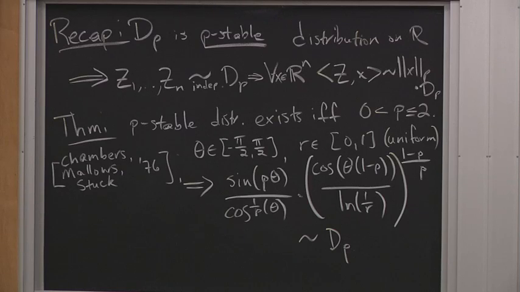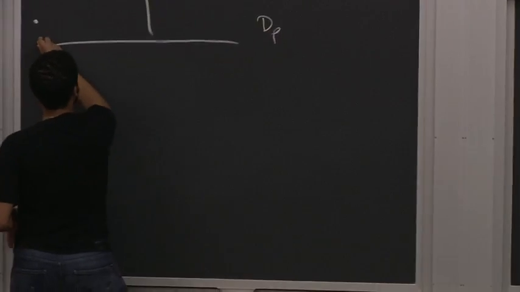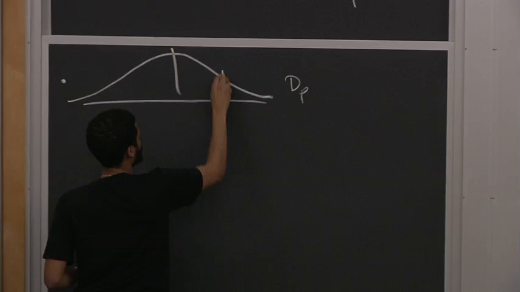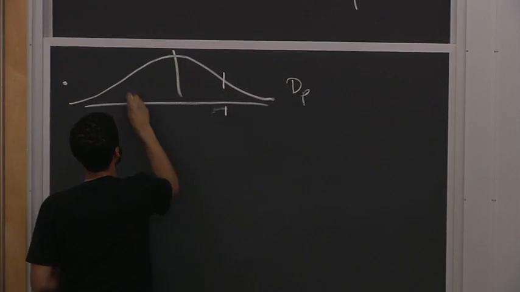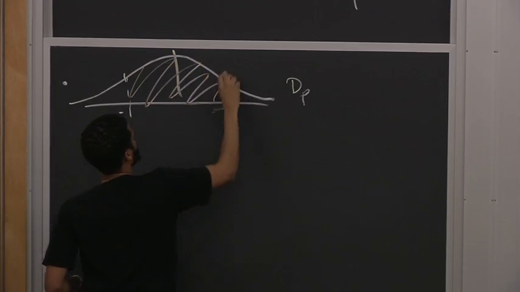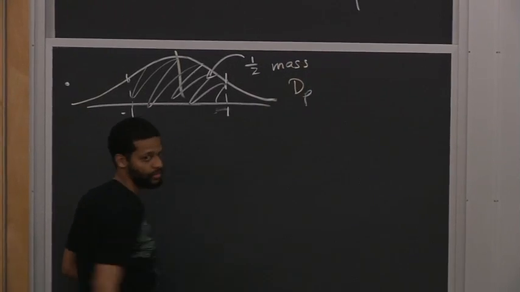So you can actually generate them. And this distribution you get out here, remember I said that I wanted it to be scaled such that if you look at this distribution D_p, it looks something like a bell curve, just like a Gaussian, but it's heavier tailed. I wanted to say that if you look at the amount of mass between 1 and minus 1, it has half of the mass.